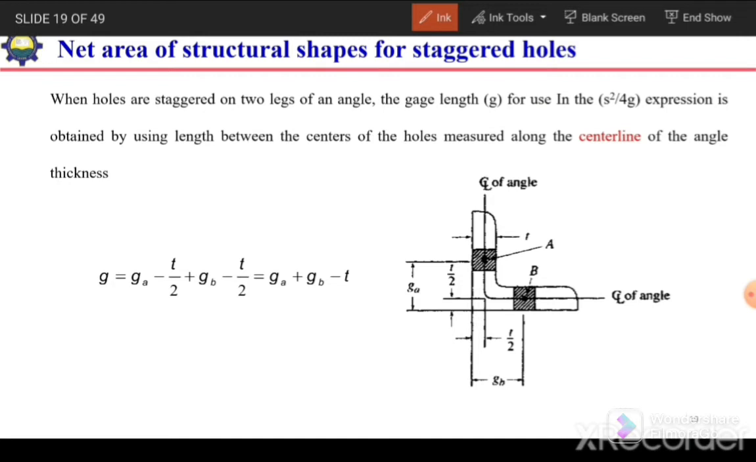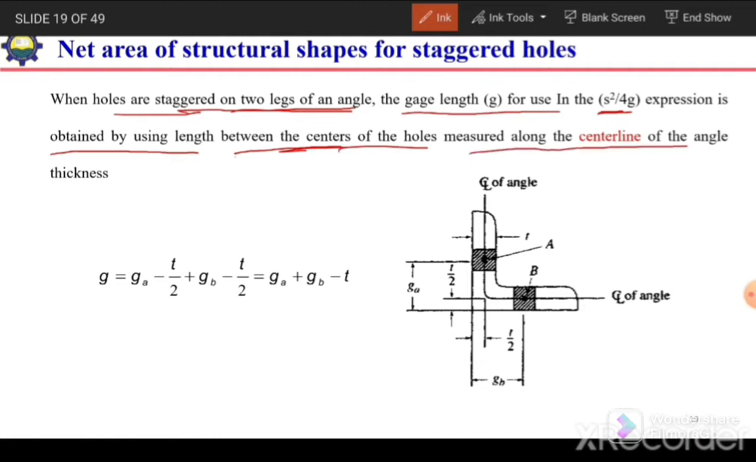When holes are staggered on two legs of an angle, the gauge length for use in the s squared over 4g expression is obtained by using the length between centers of the holes measured along the center line of the angle. So we will measure the length from the center of these two holes along the center line of the angle.